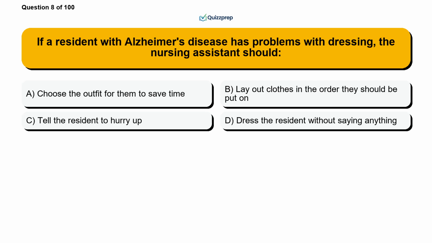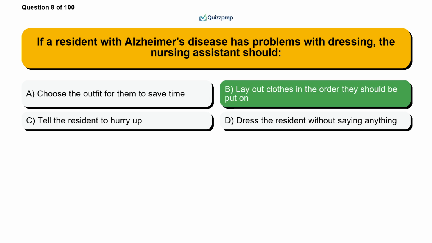Question 8. If a resident with Alzheimer's disease has problems with dressing, the nursing assistant should: Option A, choose the outfit for them to save time. Option B, lay out clothes in the order they should be put on. Option C, tell the resident to hurry up. Option D, dress the resident without saying anything.